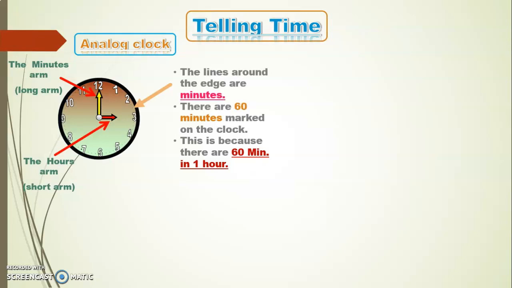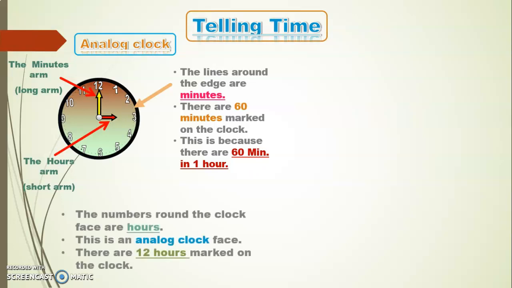The lines or the dots around the edge are the minutes. There are 60 minutes marked on the clock. This is because there are 60 minutes in 1 hour. The numbers around the clock face are the hours. This is the analog clock face. There are 12 hours, from 1 to 12, marked on the clock.